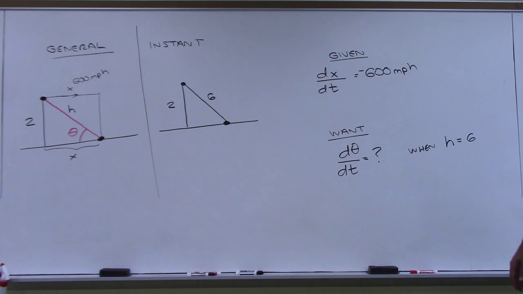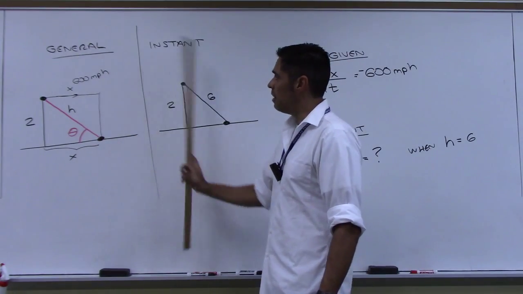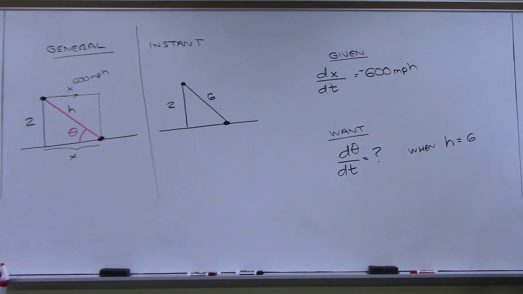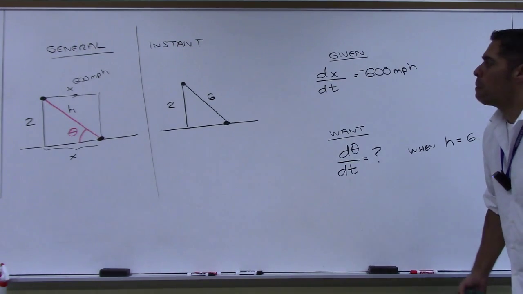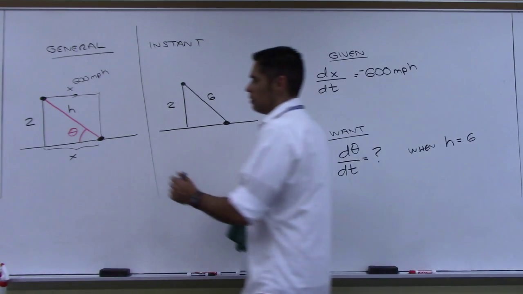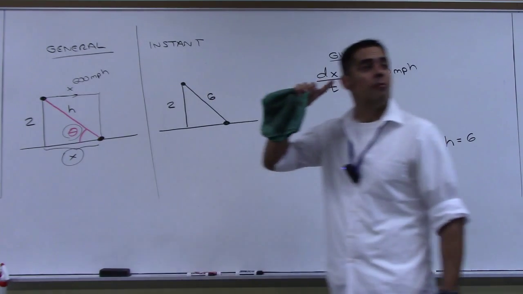What type of equation, what variables does my equation need to contain if I'm going to connect these two together? X and theta. So you look back over here at this picture, your general situation, not your instant. You try and come up with any equation you can think of that connects x and theta together. Anything that connects x and theta. So this and this. What did I hear?